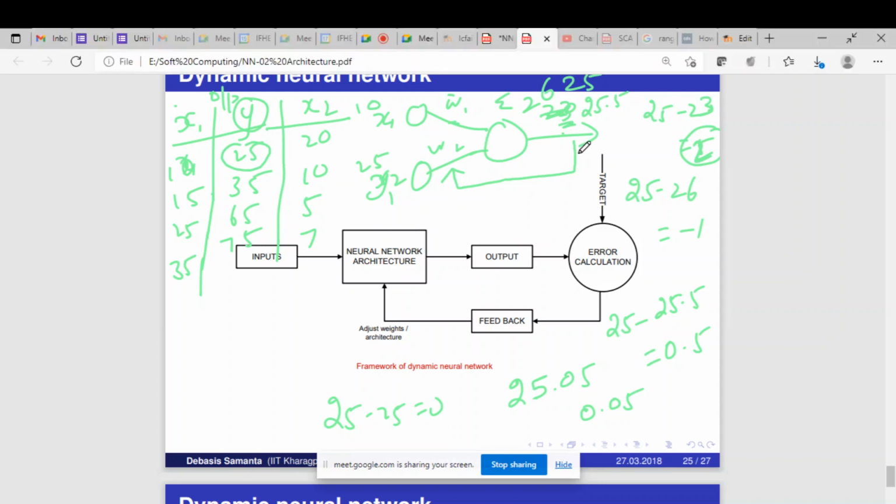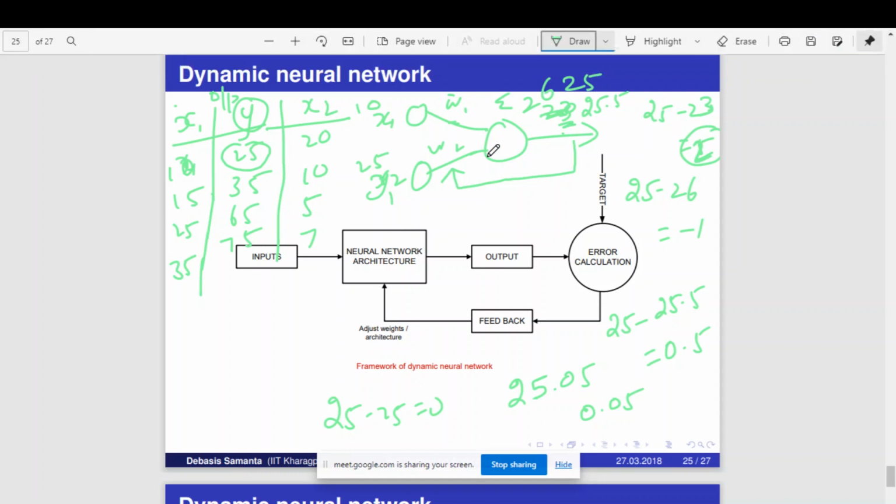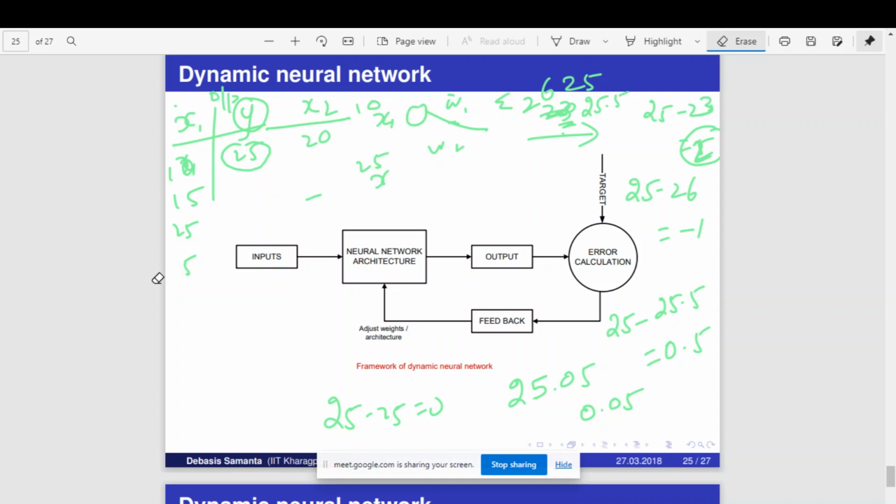This learning process actually happens like this. Basically the entire story is updating the weights, identifying the correct weight. If the weight is dynamically adjusted like this, based on the actual output and predicted output, if the neural network automatically adjusts its weights, then such neural networks are called dynamic neural networks.